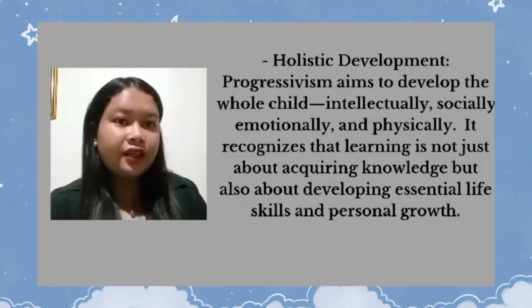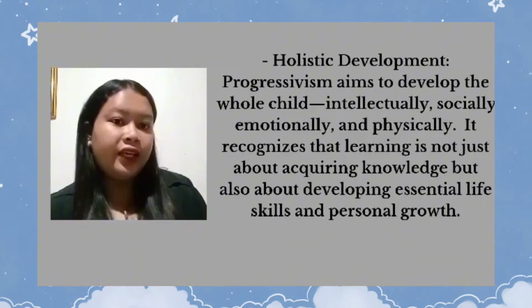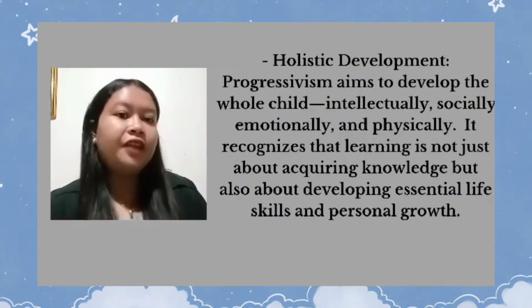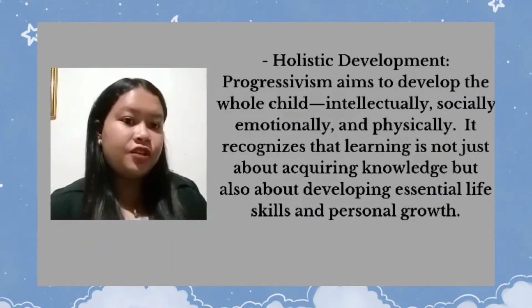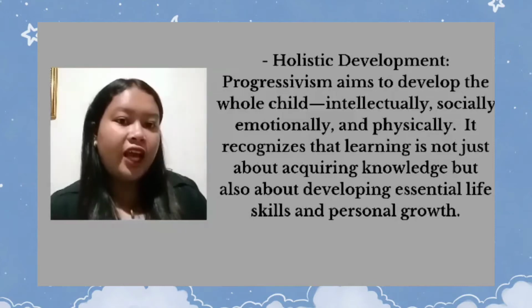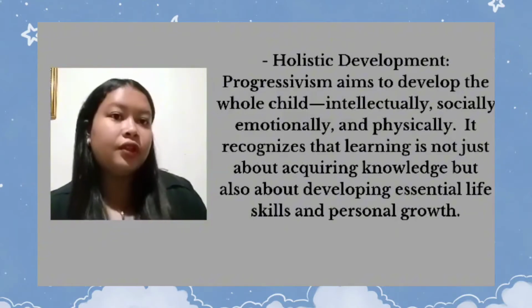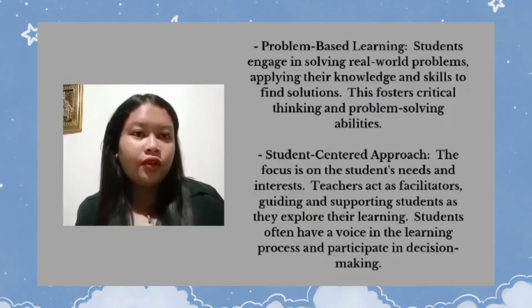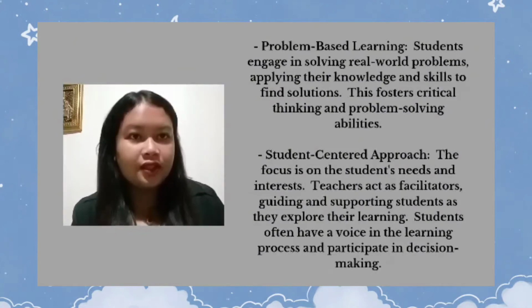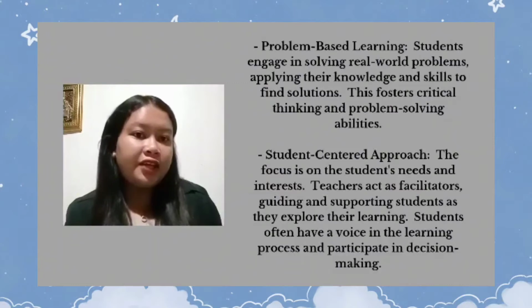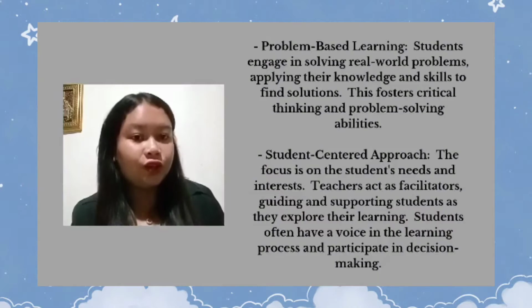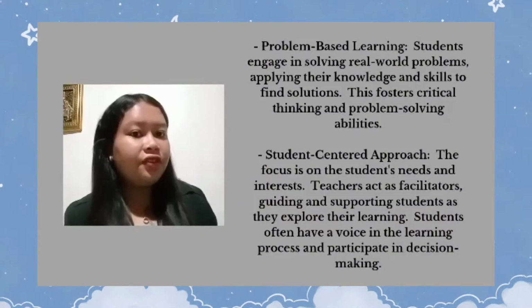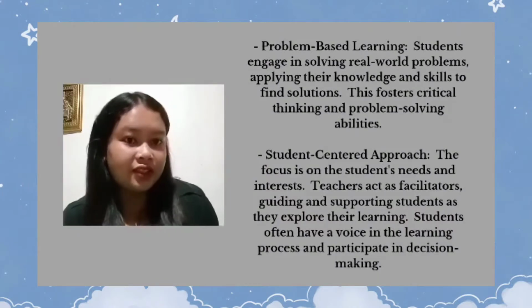Second, we have holistic development. Progressivism aims to develop the whole child intellectually, socially, emotionally, and physically. It recognizes that learning is not just about acquiring knowledge but also about developing essential life skills and personal growth. Third, we have problem-based learning. Students engage in solving real-world problems, applying their knowledge and skills to find solutions. This fosters critical thinking and problem-solving abilities.